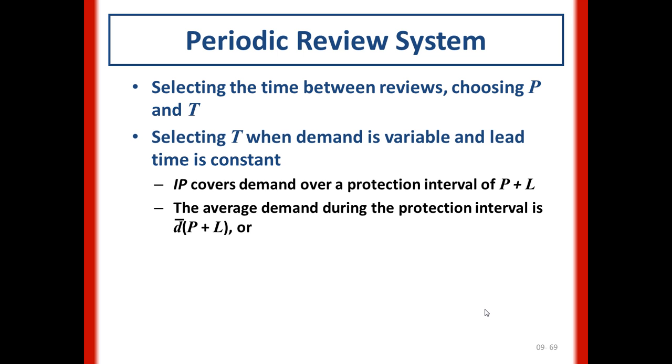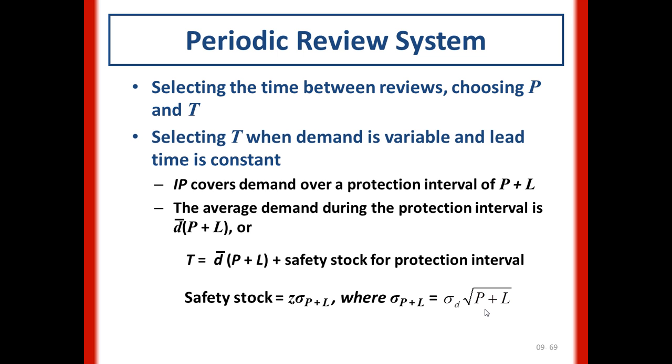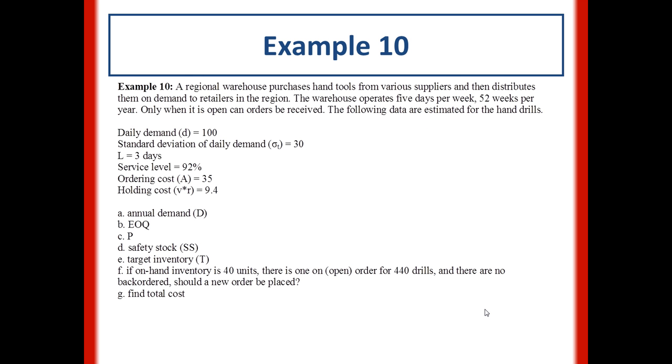In order to find the target inventory T, we use the average demand during the protection interval, which is D times P plus L, plus safety stock for the protection interval, which is Z sigma P plus L. Sigma P plus L equals sigma D times square root P plus L. P means reviewing period. With this, we're going to explore example 10.